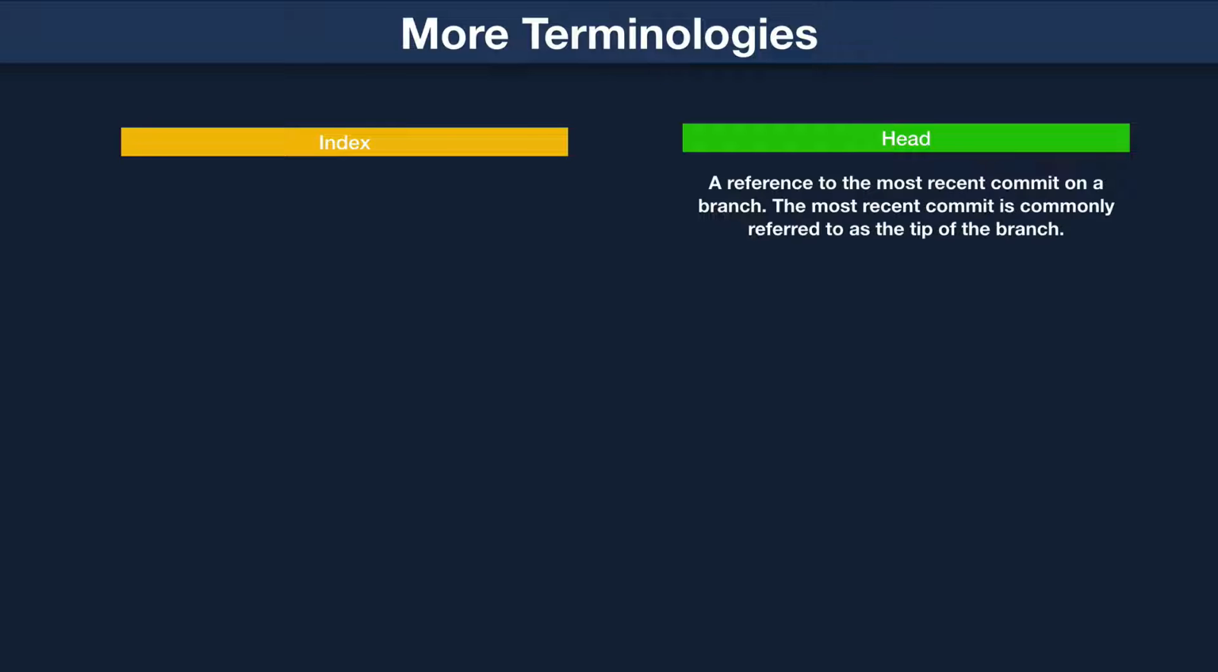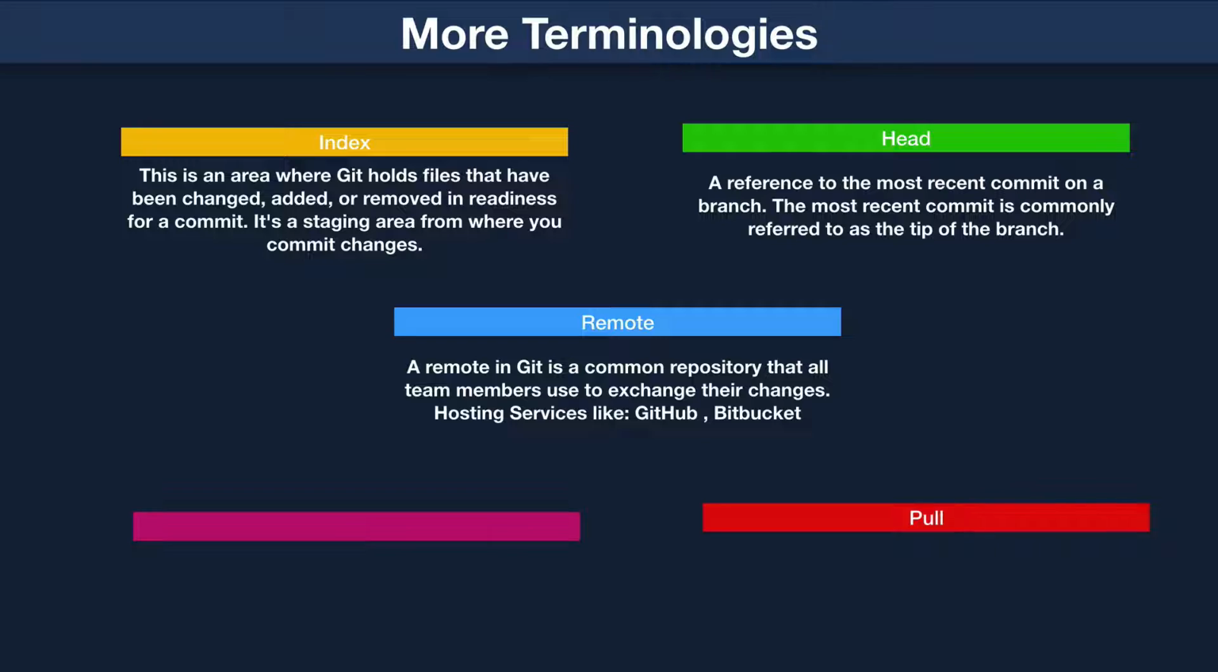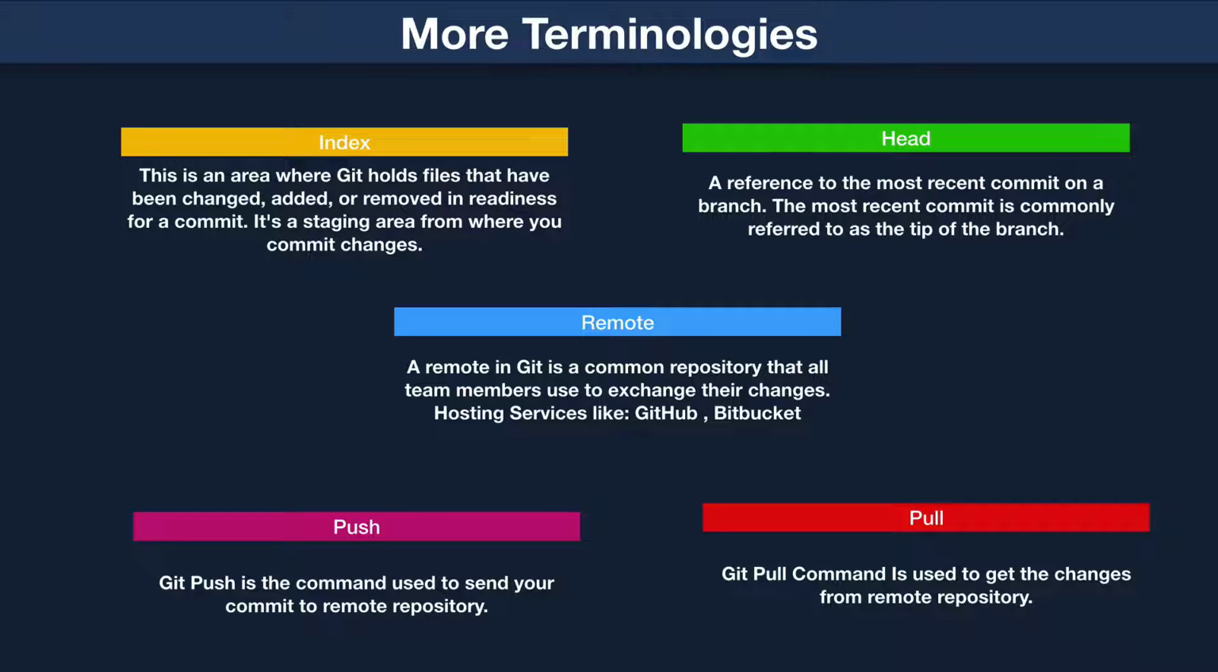Let's take a look at some more terminologies in Git. So we have a head. Well, head is a reference to the most recent commit on a branch. The most recent commit is commonly referred to as the tip of the branch. We have index. Well, this is the area where Git holds files that have been changed, added, or removed in readiness for a commit. It's a staging area from where you commit changes.